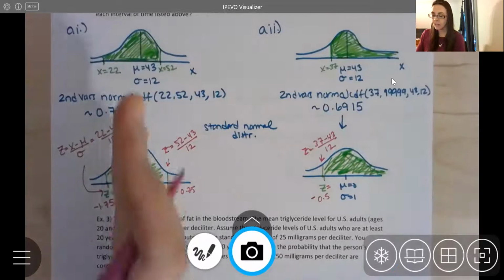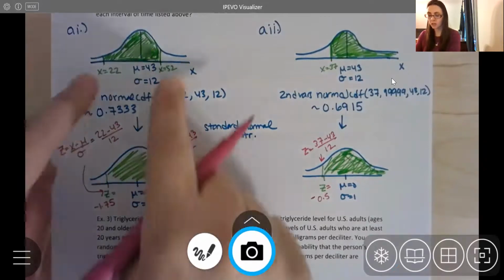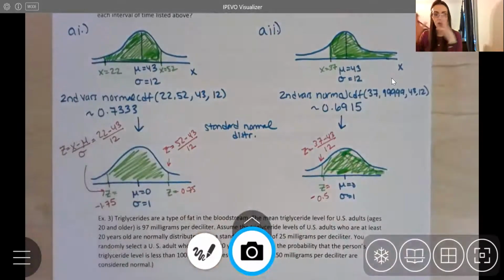Notice that z-scores to the left of the mean are always negative, and z-scores to the right of the mean are always positive. So that's a nice check as well, just to make sure everything's lining up. If something's off, then I would go back and check your work.